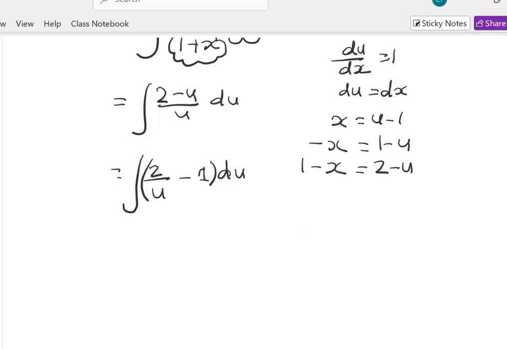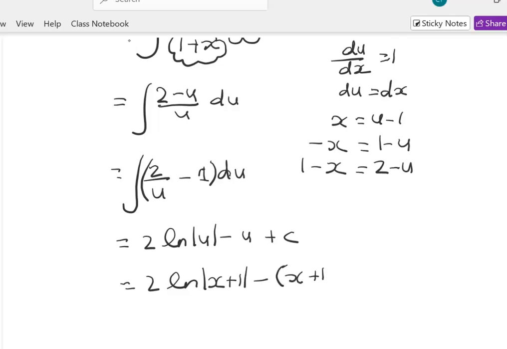So let's put that all back together. No, actually I did the integration now. So we get 2 times the natural log of u minus u plus c. And I'm going to sub everything back in terms of x. So that's my left-hand side.